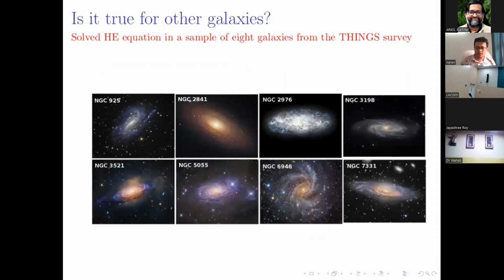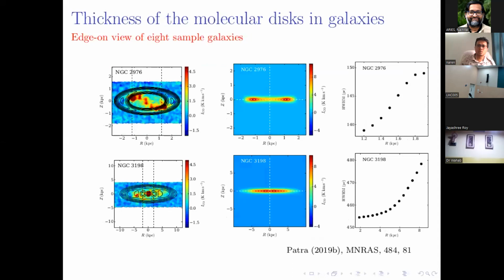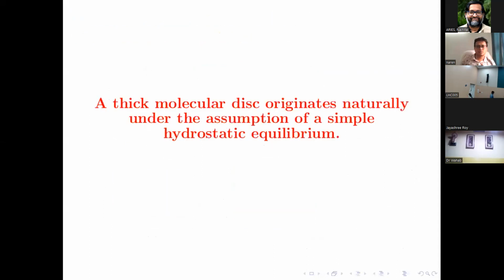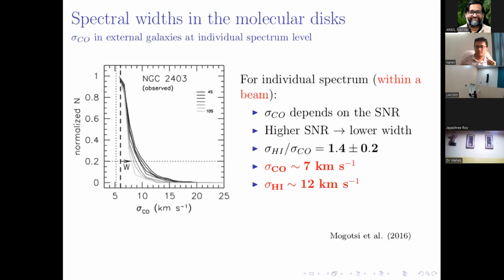To do that, we have done this exercise on 8 other galaxies from the THINGS survey, and we have found a consistent result. Almost all these galaxies have shown that the vertical extent of the molecular gas can be 1 to 1.5 kiloparsec. So there is no problem with a thick molecular disk. The conclusion from this part is that a thick molecular disk originates quite naturally under the assumption of simple hydrostatic equilibrium. But is it the whole story?